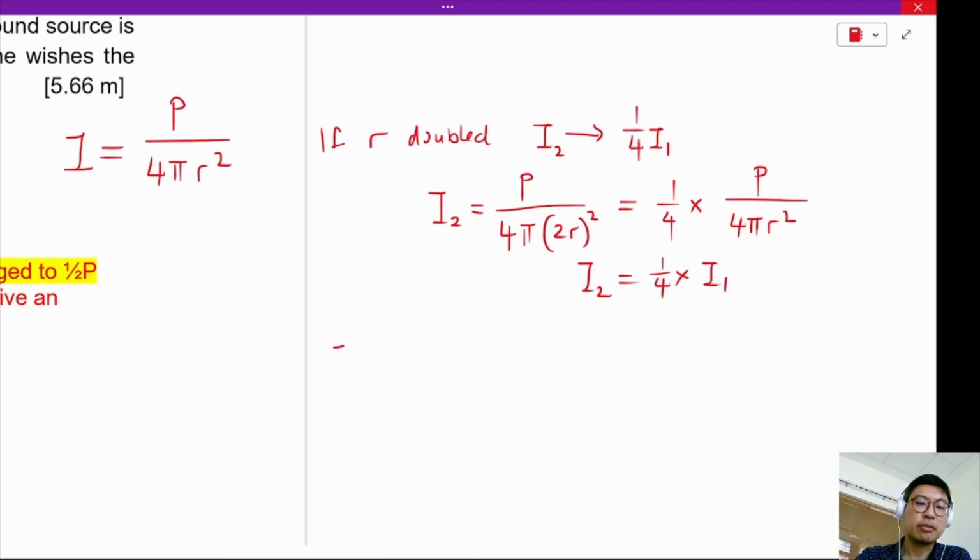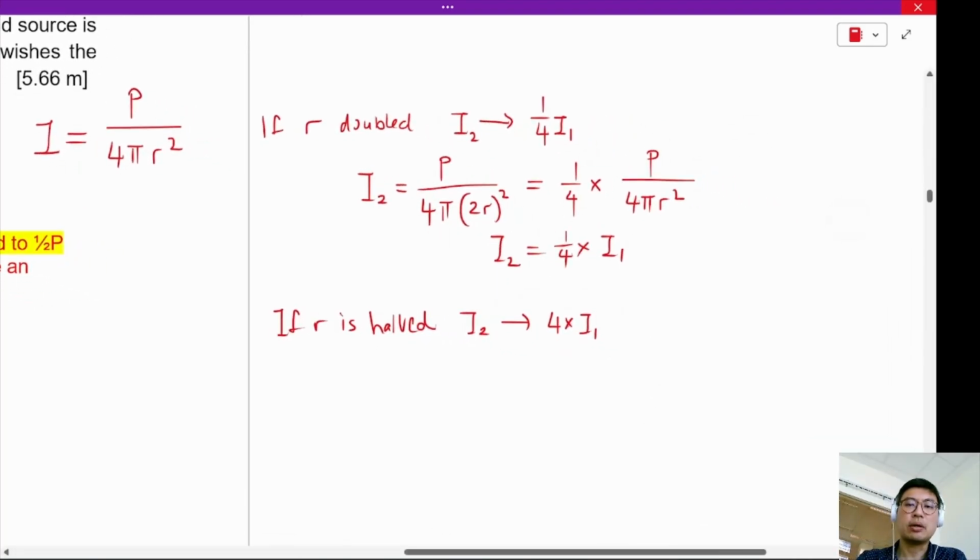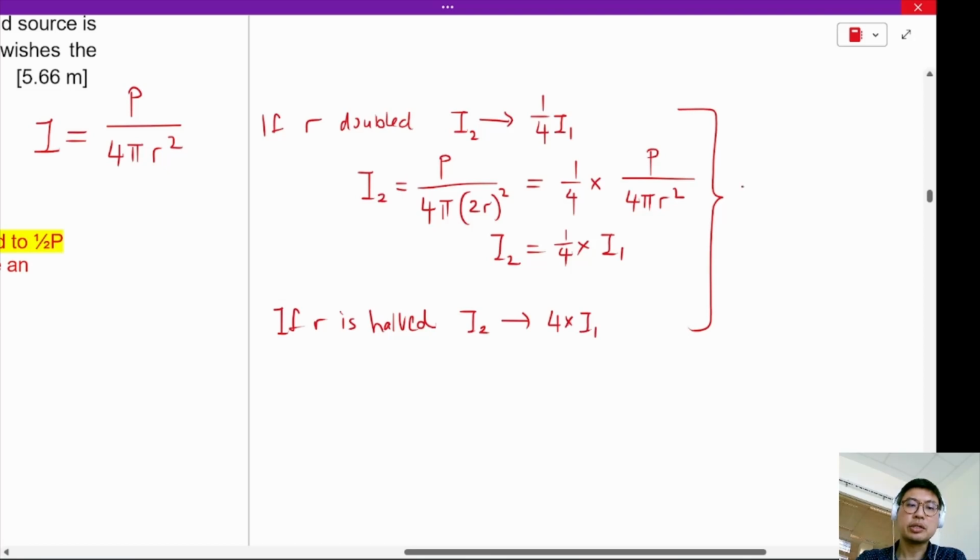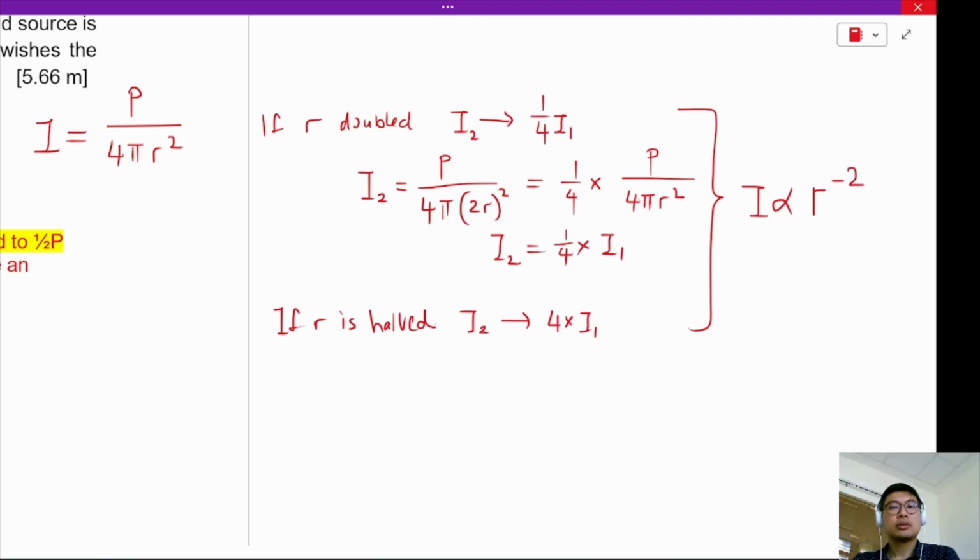What if r is half? If r is half, then the intensity 2 will be 4 times that of intensity 1. Okay, so what relationship is this? This is an inverse square law. The inverse square law relationship states that I is proportional to r to the power of -2. So that means to say, if r is double, then intensity will be 1/4. If r is half, then intensity will be 4 times.